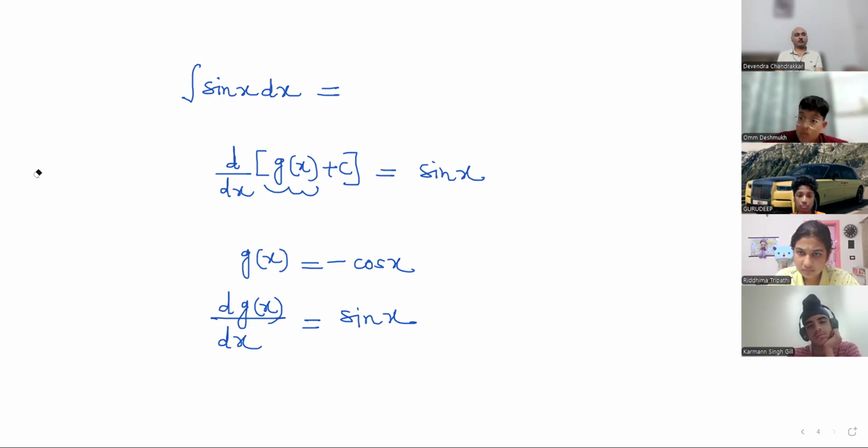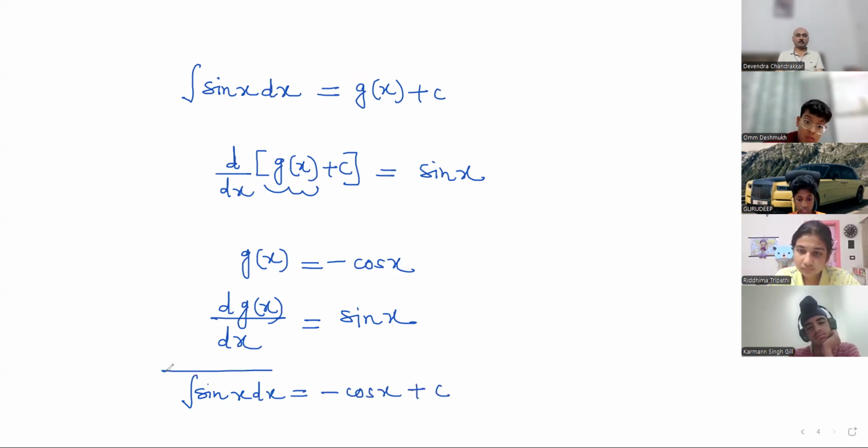It's simply, you can write integration of sin x is, इसको रहने देते हैं, है ना? So the final result is integration of sin x dx is minus cos x plus constant c. I hope all of you understood this. Yes or no?